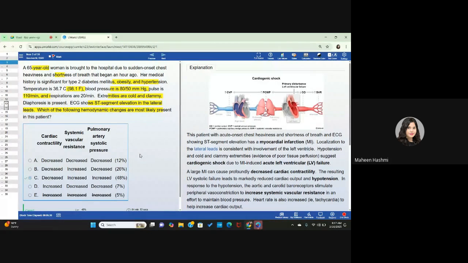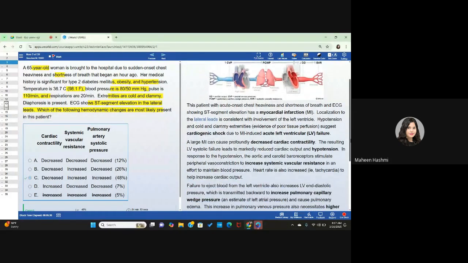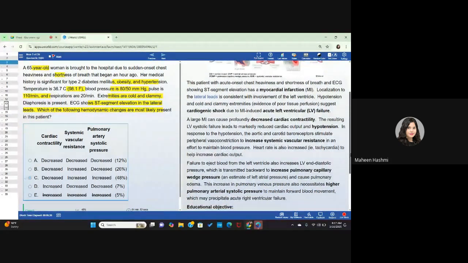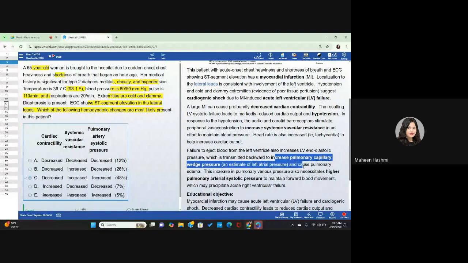Again, if it's a cardiogenic shock, which means the heart has stopped pumping, of course the cardiac contractility will decrease. And we talked about how cardiac contractility and SVR go inversely proportional. Most of the time their arrows will be opposite. So if the cardiac contractility decreases, the SVR is going to increase to compensate. And the pulmonary artery systolic pressure, again, is going to be increased. Why? Because there's a backflow of blood that's going to happen. And if you see over here as well, there is increased pulmonary capillary bed pressure.